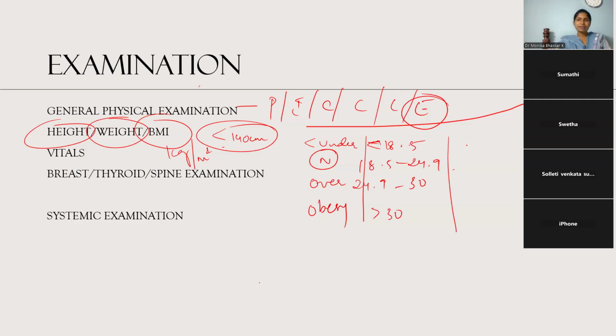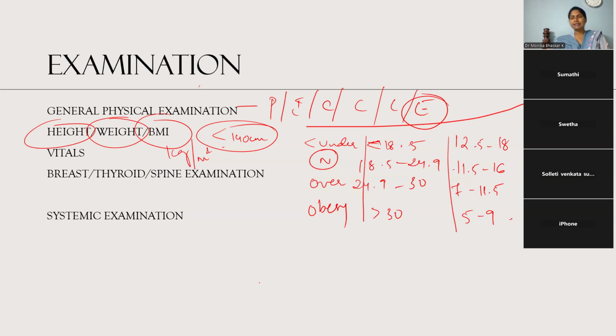So in underweight, the recommended gestational weight gain is 12.5 to 18. In normal, it is 11.5 to 16. In overweight, it is 7 to 11.5. And in obese, it is 5 to 9. So this is the recommended weight gain according to the WHO guidelines. So this has to be seen, and BMI is always calculated based on her pre-pregnancy weight.